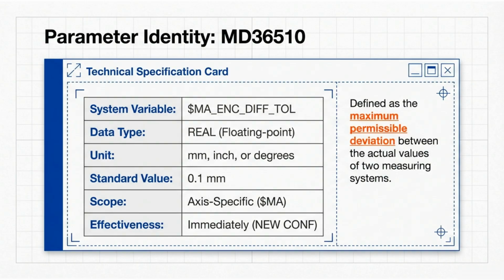Machine Data 36510 is defined by the system variable $MA_ENC_diff_TOL. It is a floating point real data type, measured in millimeters, inches, or degrees. It sets the maximum permissible deviation between the actual values of the two measuring systems. The standard value is 0.1 millimeters.